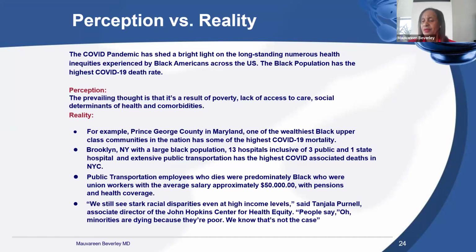But the Black population there had the highest COVID death rate. The public transportation employees who died were predominantly Black, who were union workers with an average salary of $50,000 with pensions and health coverage. And I think the reason why you saw a large Black population on the public transportation system is that they probably came in contact with about 1 million patients before we learned and understood the ramifications of COVID. And so just a statement, we still see stark racial disparities even at high income levels, said Dr. Tanjala Purnell. She was Associate Director of Johns Hopkins Center of Health Equity.